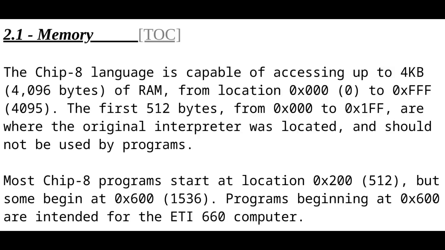To quote directly from Cowgod's chip-8 technical reference, which was a massive help in this project, link in the description: the chip-8 language is capable of accessing up to 4 kilobytes of RAM from location hex 000 to hex FFF. The first 512 bytes from hex 000 to hex 1FF are where the original interpreter was located and should not be used by programs. Most chip-8 programs start at location hex 200, but some begin at hex 600. Programs beginning at hex 600 are intended for the ETI 660 computer.